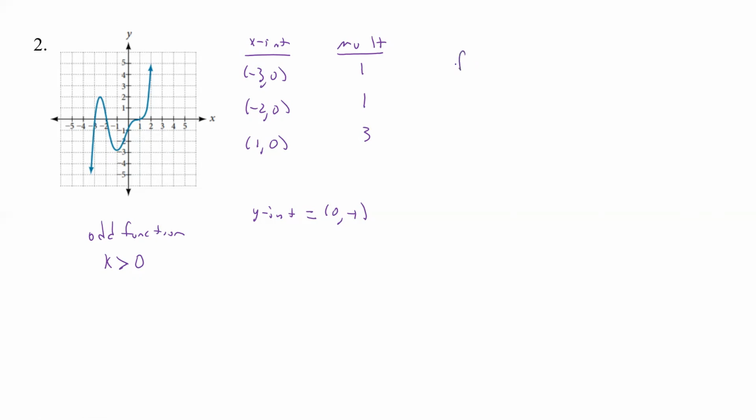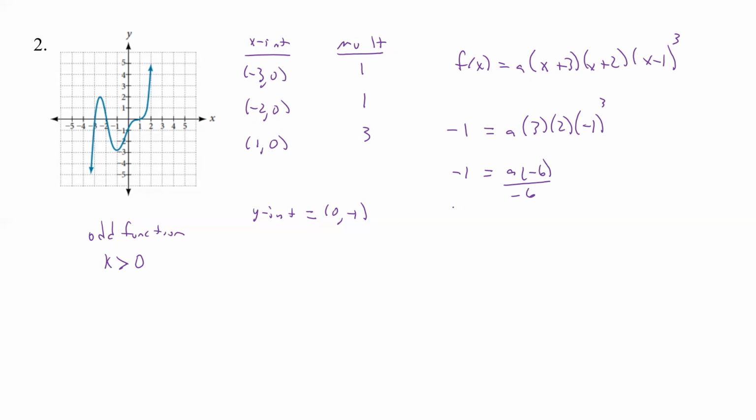I think so. So I can say f of x equals a times, now if we make that positive, x plus 3, then x plus 2, x minus 1, and this one is cubed. Okay. Now I plug in this, and I get negative 1 equals a times 3 times 2 times negative 1 cubed. Well, negative 1 cubed is just going to be negative 1 times 3 times 2. So negative 1 equals a times negative 6. So divide by negative 6. And so a equals 1/6.